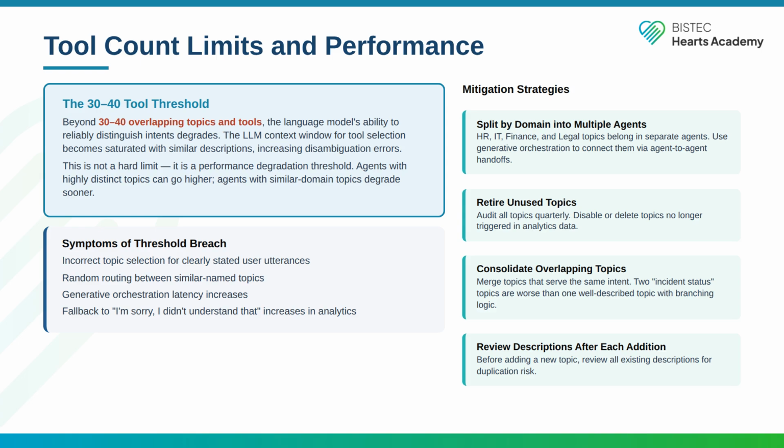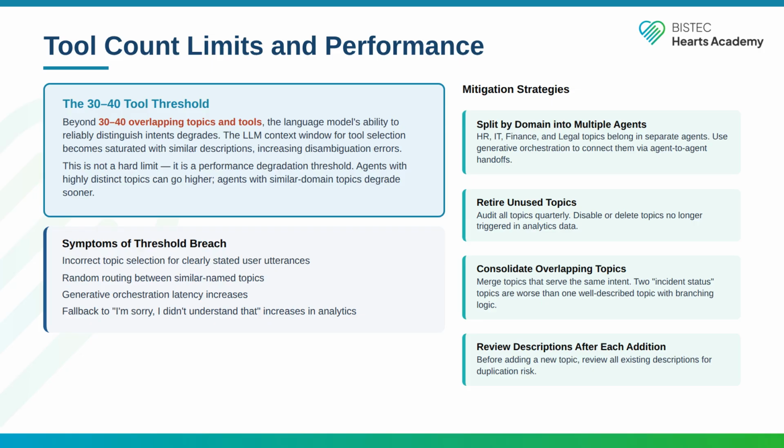Symptoms of threshold breach are observable in your analytics. Incorrect topic selection for clearly stated utterances, random routing between similarly named topics, increased latency on the orchestration step, and a rising rate of "I didn't understand that" fallback responses. These are your diagnostic signals. If you see them, tool count and description quality are the first places to look.